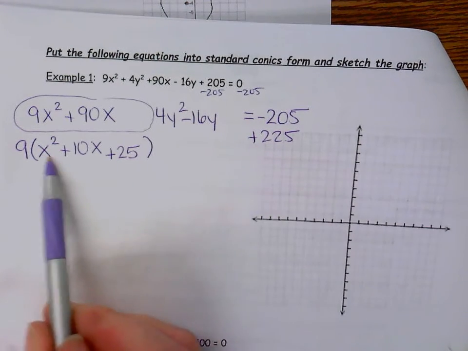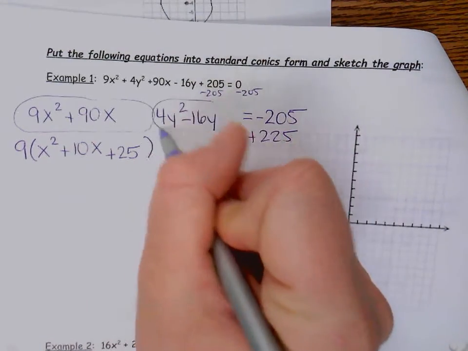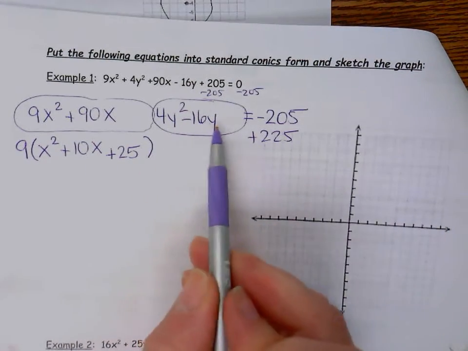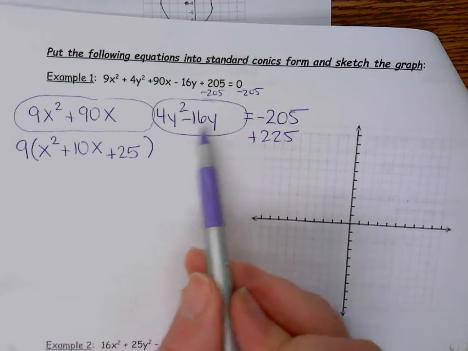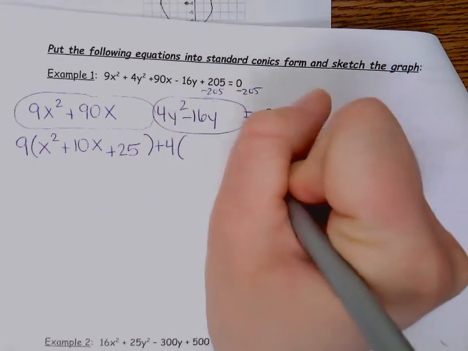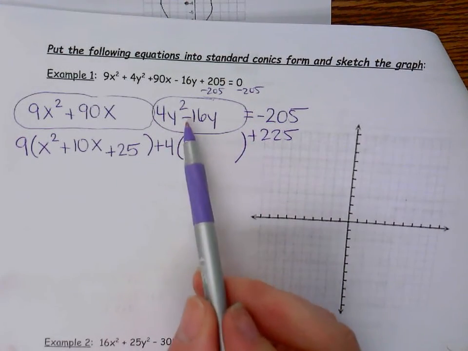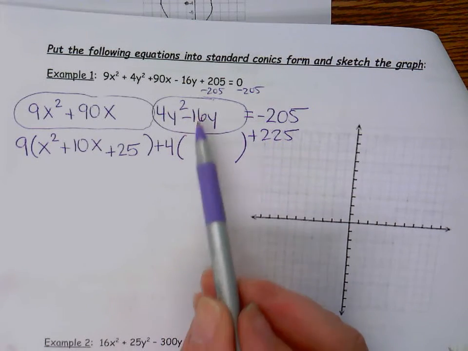But now I've completed my square, right? So now I'm going to go over to this other trinomial and do some work. What do I need to factor out of this part of the problem? So I'll have plus 4, and then what will I have inside my parentheses? I'll have just y squared minus 4y.